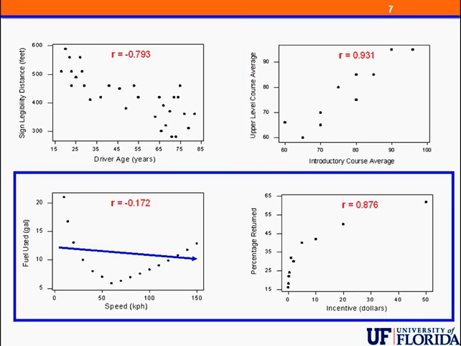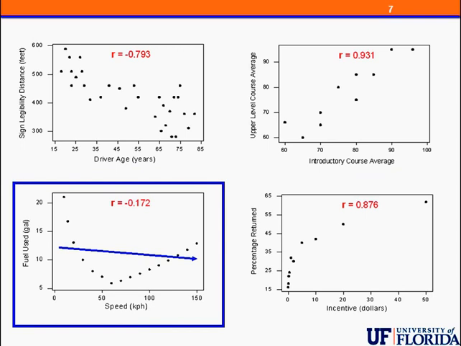The next two are not linear, and thus the correlation should not be applied, but we wanted to show you what happens in these cases. Both of these scatter plots show a strong, nonlinear or curvilinear relationship between the x and y variables. In the speed versus fuel used, the correlation is negative 0.172. If the relationship were linear, this would say that we have a very weak decreasing linear trend.